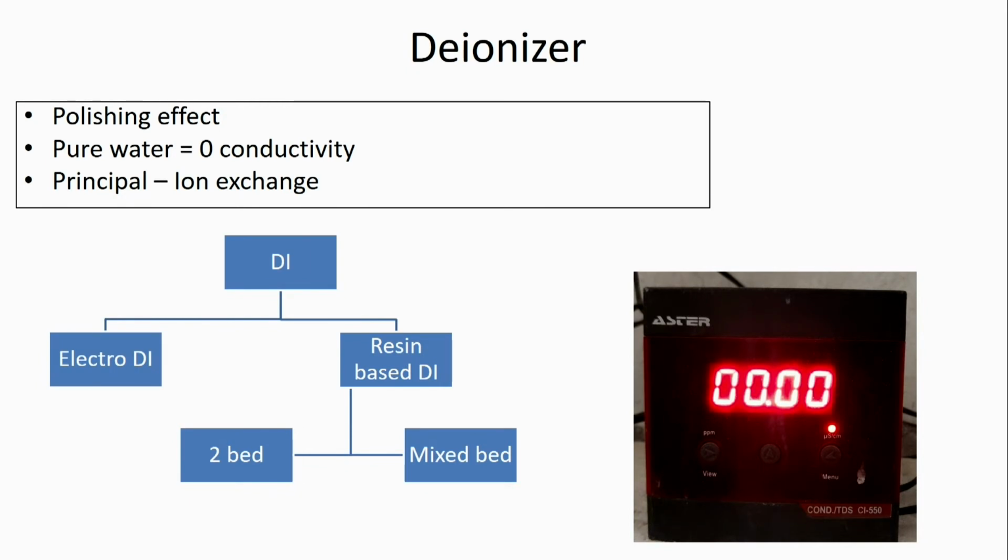So deionizers are of two types. It can be an electro deionizer or resin based deionizers. A resin based deionizer basically has two resins, alkali resins and acid resins. They can be separate, that is, acid and alkali resins are separate, or they can be mixed. The mixed bed resins are difficult for maintenance, so two bed resins are the preferred modality.